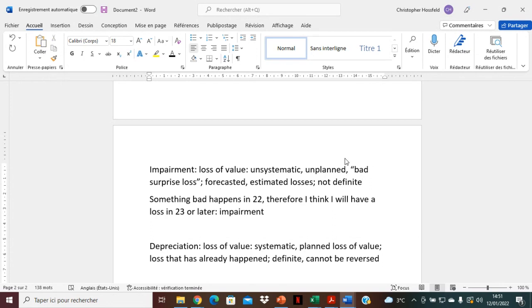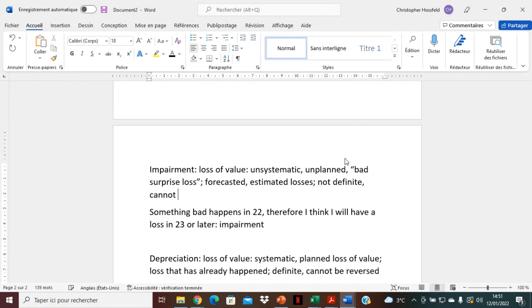Today I may be very pessimistic, but maybe good things happen in the future and maybe the losses are smaller than I anticipated. That means an impairment loss can be reversed. I can cancel an impairment loss if things turn out better than I thought. Okay, so impairment is a loss of value of an asset and an impairment expense in the income statement.